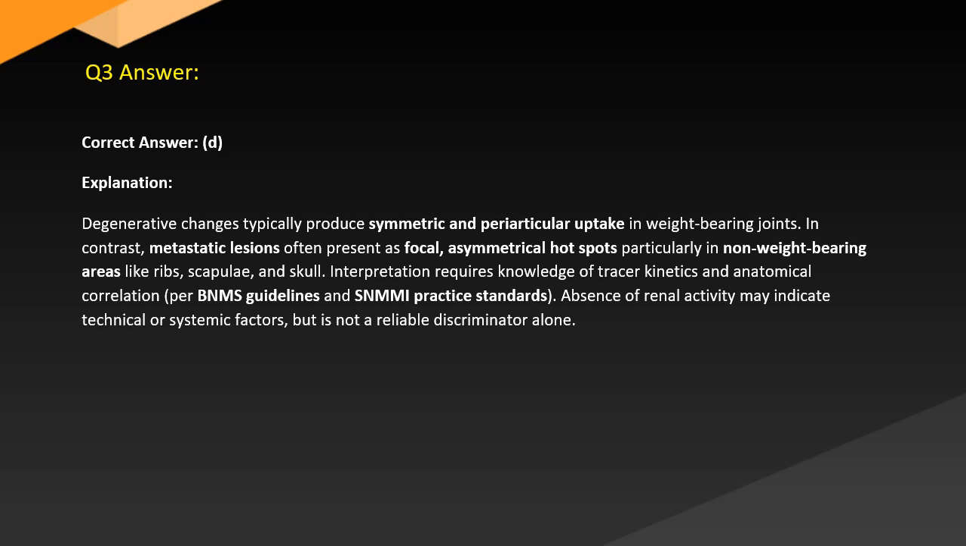Answer. Correct answer: D. Explanation. Degenerative changes typically produce symmetric and periarticular uptake in weight-bearing joints. In contrast, metastatic lesions often present as focal asymmetrical hotspots, particularly in non-weight-bearing areas like ribs, scapulae, and skull. Interpretation requires knowledge of tracer kinetics and anatomical correlation per BNMS guidelines and nuclear medicine practice standards. Absence of renal activity may indicate technical or systemic factors, but is not a reliable discriminator alone.